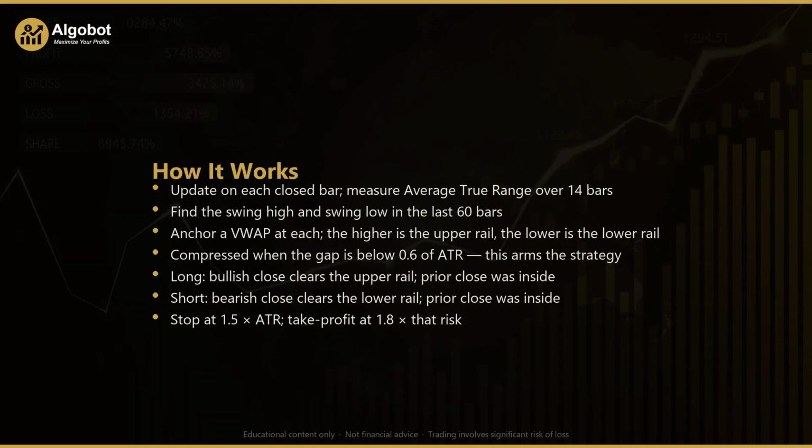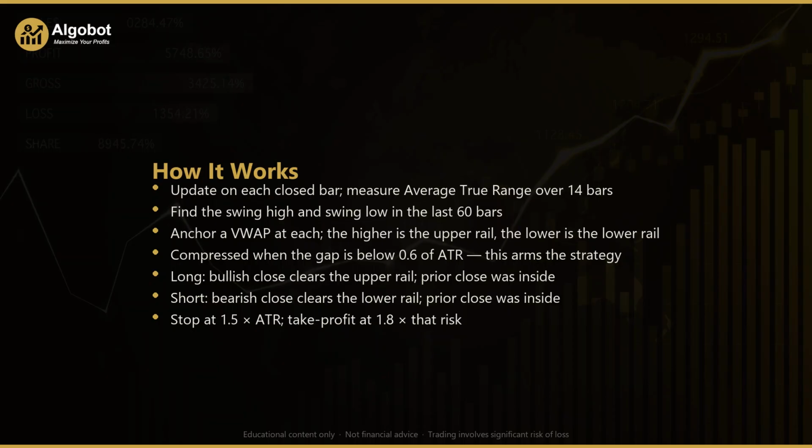Next, inside the last 60 bars, it locates two anchors, the single highest high and the single lowest low. From the swing high anchor, it computes one anchored volume-weighted average price, running forward to the current bar. From the swing low anchor, it computes a second. The higher of these two values becomes the upper rail. The lower becomes the lower rail. The distance between them is the gap.